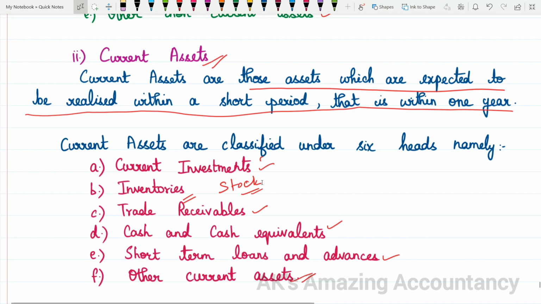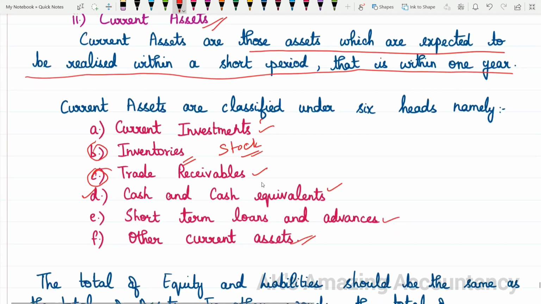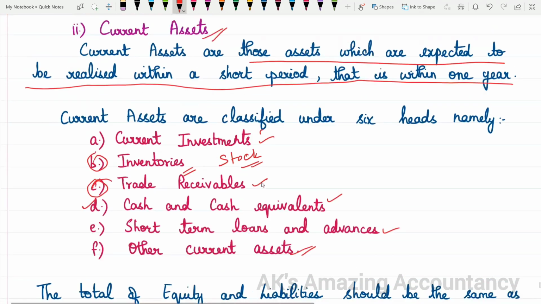Okay. So out of these six items, the most common items which will come in most of the problems are inventories. Then even trade receivables will be there in most of the problems, and then cash will be there in most of the problems. Okay, so these are the various items which will come under current assets.